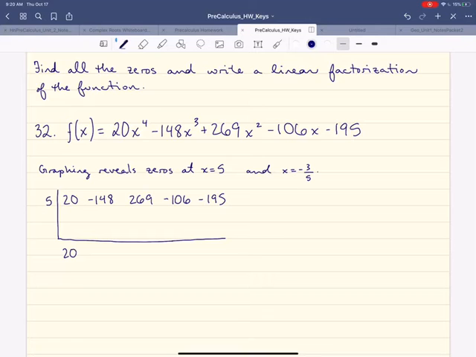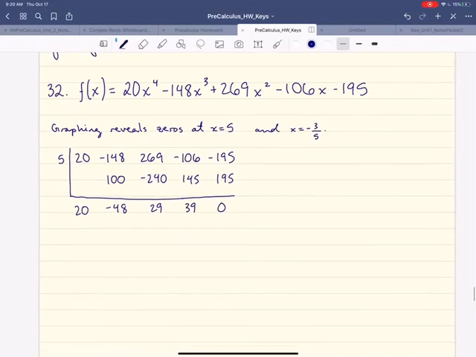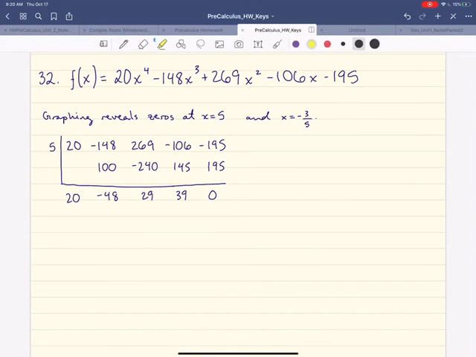So I bring down 20, I multiply and add, multiply and add, multiply and add, I multiply, and when I add I get a remainder of 0. Then I'm going to take the coefficients of this polynomial, synthetically divide these coefficients by negative 3/5.